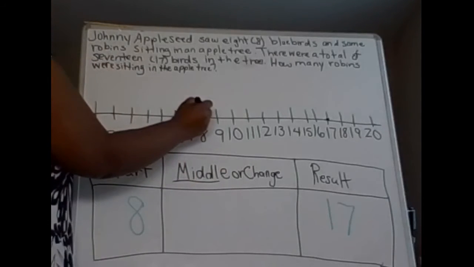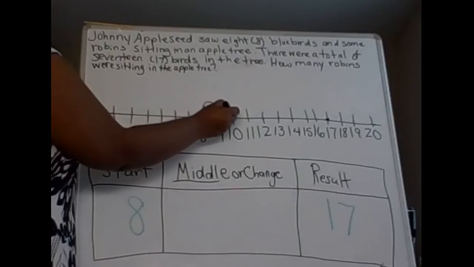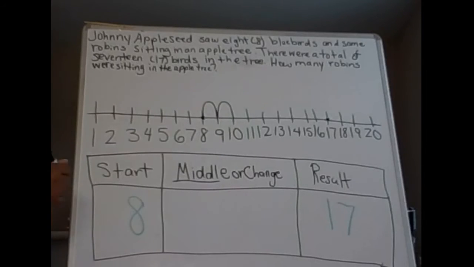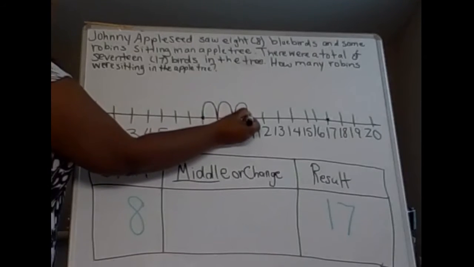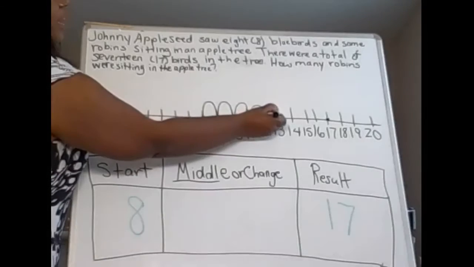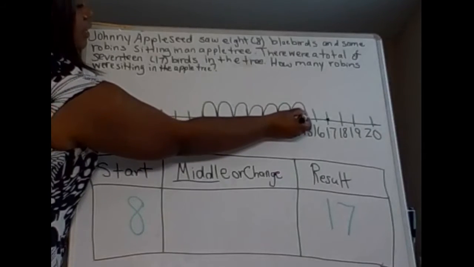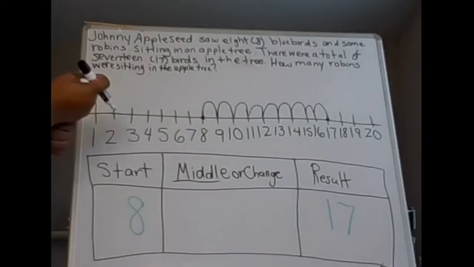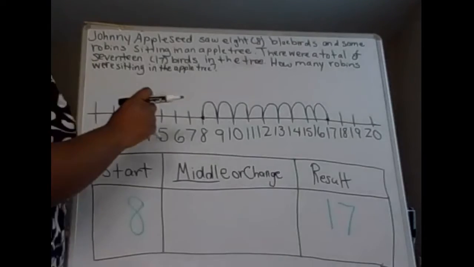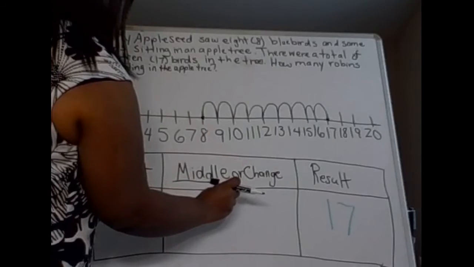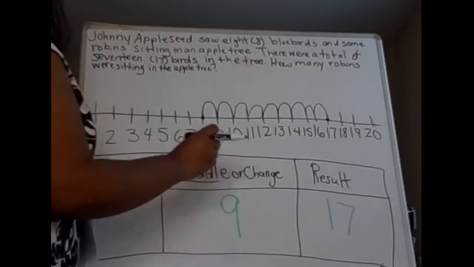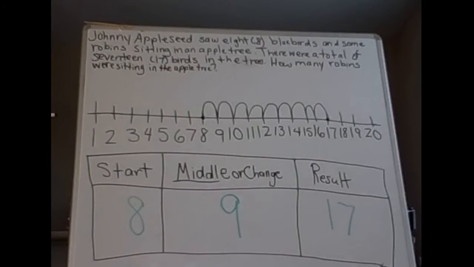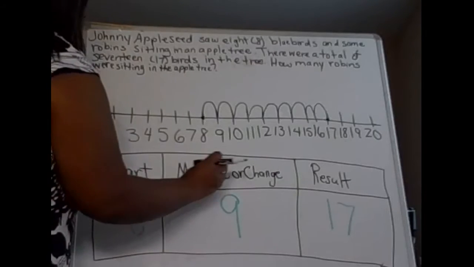Okay, so let's hop. Hop 1, hop 2. I'm going to touch the lines every time I hop. Hop 3, hop 4, hop 5, hop 6, hop 7, hop 8, hop 9. They look kind of like rainbows upside down, or maybe like the letter U, or upside down U, or the letter N. So I have now my missing number, or my middle number, or the number that changes.